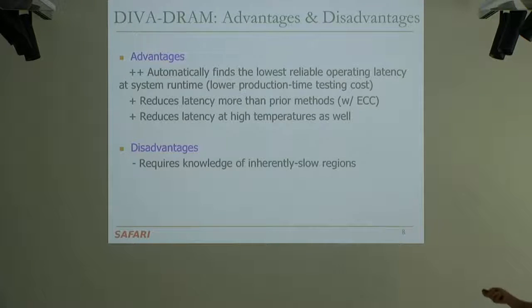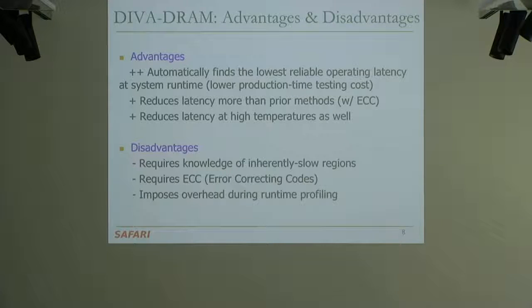Again, one of the big reasons is that it relies on ECC. The disadvantage is it requires knowledge of inherently slow regions. Somebody needs to provide them. This argues for, again, a more intelligent memory controller and better communication. And I guess another disadvantage is it requires ECC, but it's already being implemented in DRAM, except it's not exposed to the memory controller. So going forward, I think there will be more ECC inside DRAM to enable such optimization and also to overcome more reliability issues like VRT. And this I already said when I talked about the big advantage, but it imposes overhead during runtime profiling, clearly.